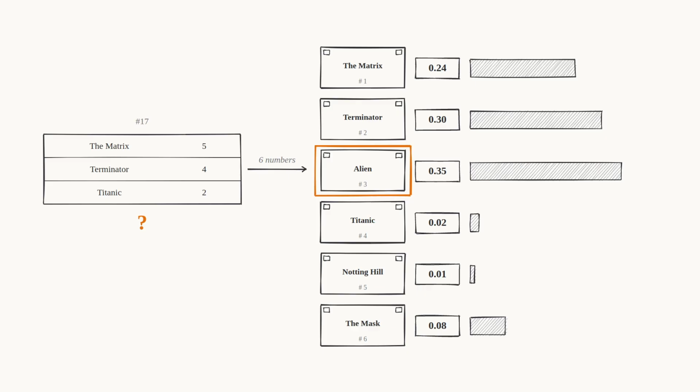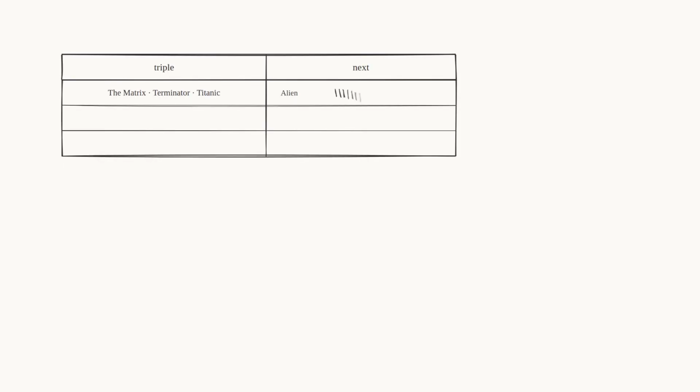Now, the most natural first impulse is to skip devices entirely. Just count in the log what tends to follow which triples. Honestly, that's what I'd try first. So let's actually try it and watch where it breaks. Here's the plan. We set up a giant table. A row of the table is a triple of films, and in that row, we count straight from the log: after this triple, Alien was watched so many times, The Mask so many times, and so on. And the shares of those counts are ready-made chances.